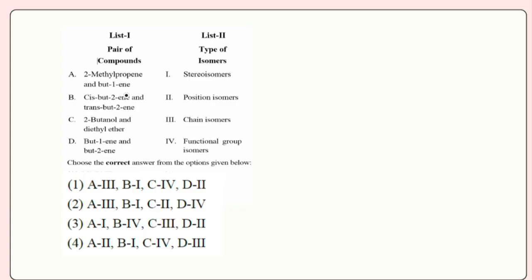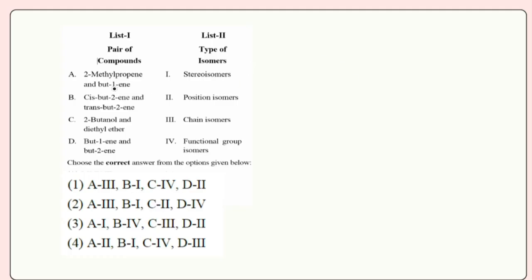The first question is from the basic concepts of organic chemistry, wherein you should know the IUPAC nomenclature of the molecules and what type of isomerism they exhibit. So you're supposed to match the pair of compounds from list 1 with the type of isomerism they exhibit from list 2 and then choose the correct answer from the given options.